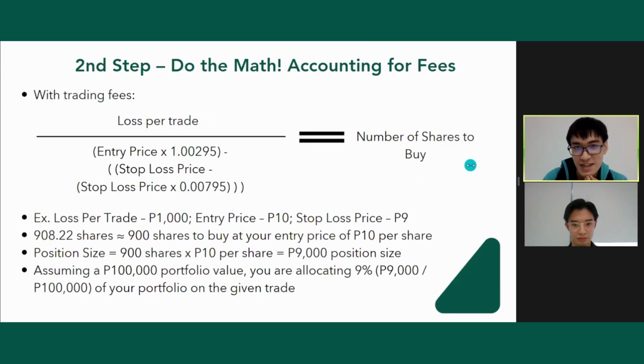So next naman is, we have to account for the fees. So alam naman natin na when you trade in the PSE, may fees ka, di ba? Hindi siya no fees. So to mitigate that, how do you compute that? So ganito lang siya. Loss per trade, pero there's some additional steps. So entry times 1.00295, then stop loss minus stop loss times 0.00795.